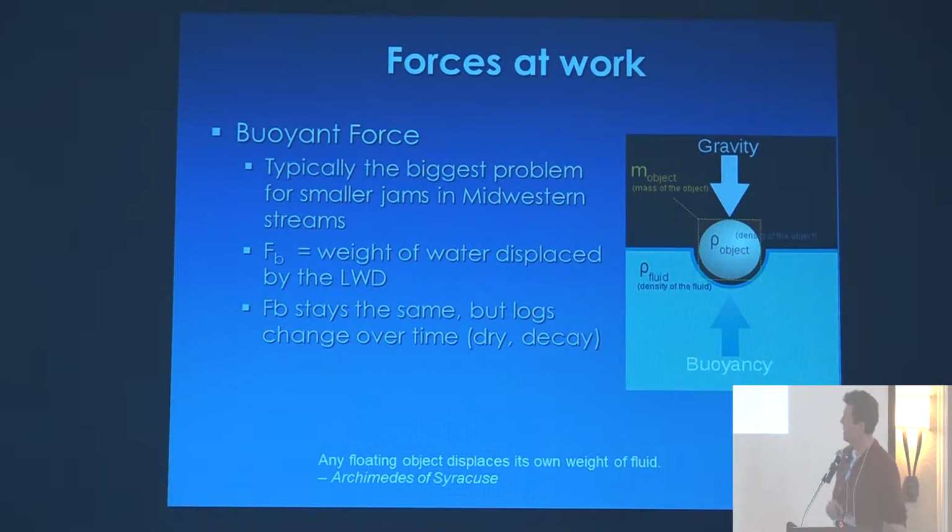Buoyant force is usually the big one in the Midwest, especially on lower gradient systems. If you have a beach ball and you try to sink it in a pool, it takes a lot of weight. The amount of weight that it takes to get that underwater is equal to the amount of weight you would have if that beach ball was filled with water. So essentially buoyant force is equal to the weight of the displaced volume of water. If that makes sense.